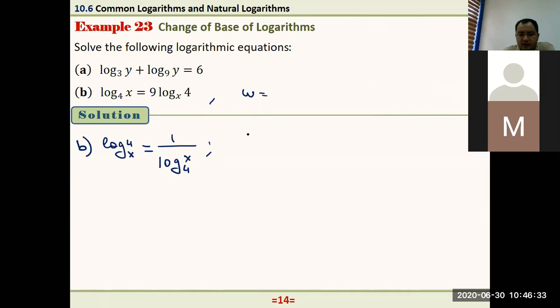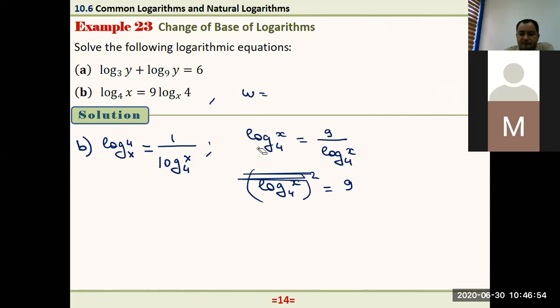Okay, now if you substitute here, we have logarithm of x to the base 4 equals 9 over logarithm of x to the base 4. Now if you take to this side, what we have here, logarithm of x to the base 4 squared is equal to 9. Okay, here we have something squared equals 9. Now I know how to solve this, right? Because by factorization I can solve this.